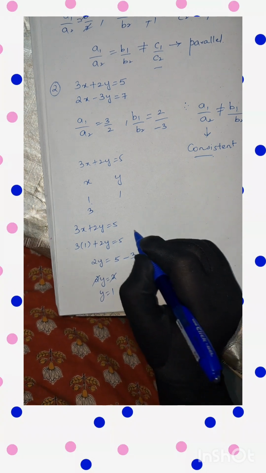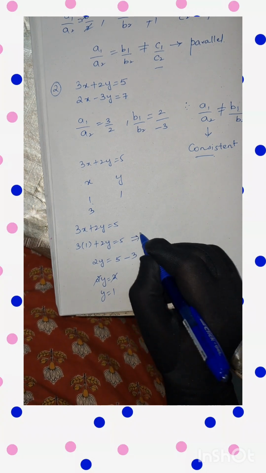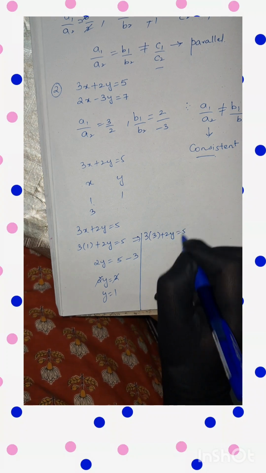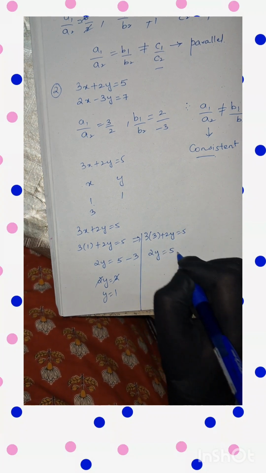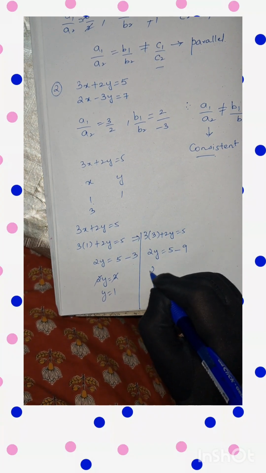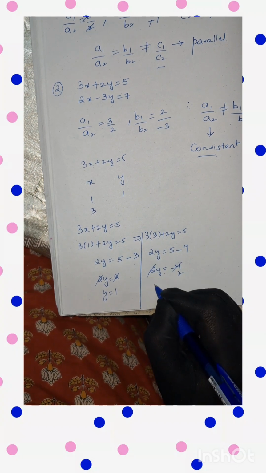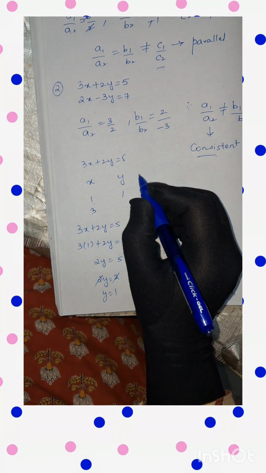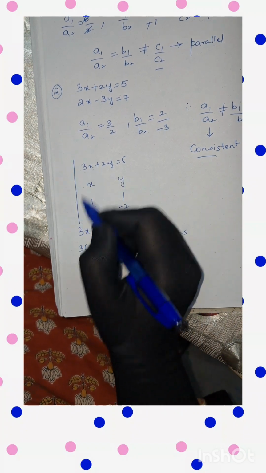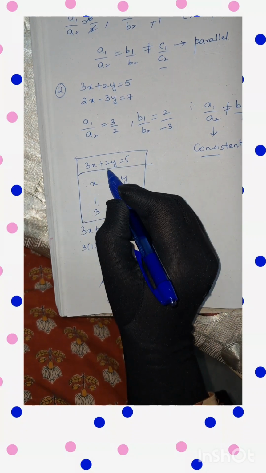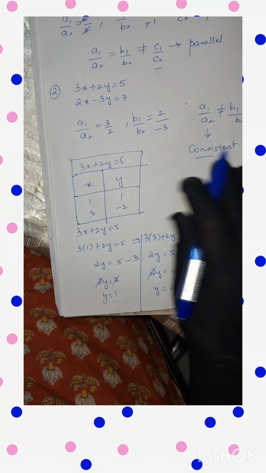Suppose x is 3. If x is 3, what will happen? 3 into 3 plus 2 into y is equal to 5. So 2y is equal to 5 minus 9, which is minus 4. So y is equal to what? Minus 2. Okay, 2 points are enough. We are just drawing a simple graph to find out whether the lines are parallel, consistent or inconsistent, right?